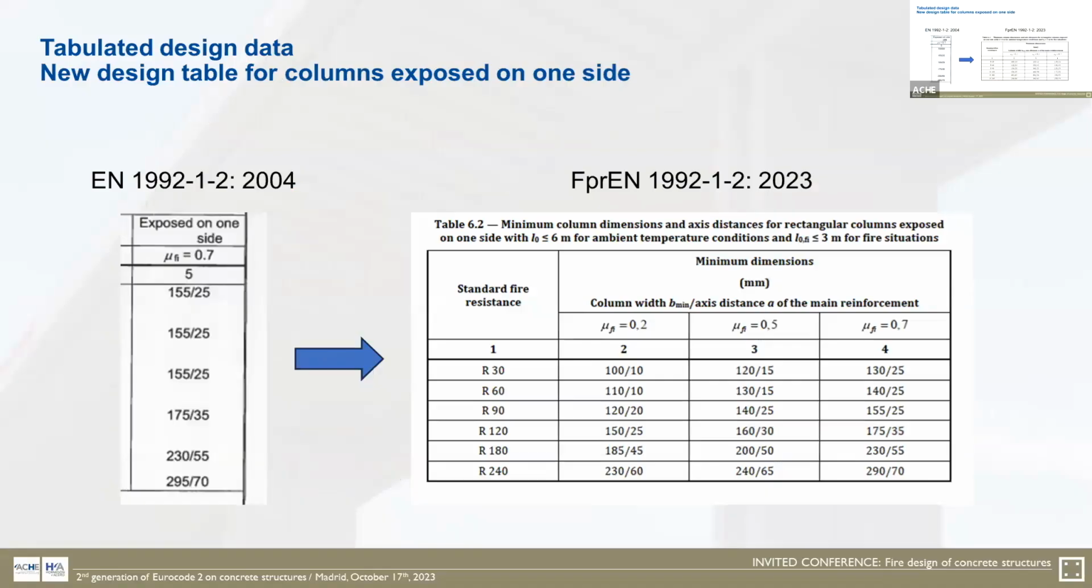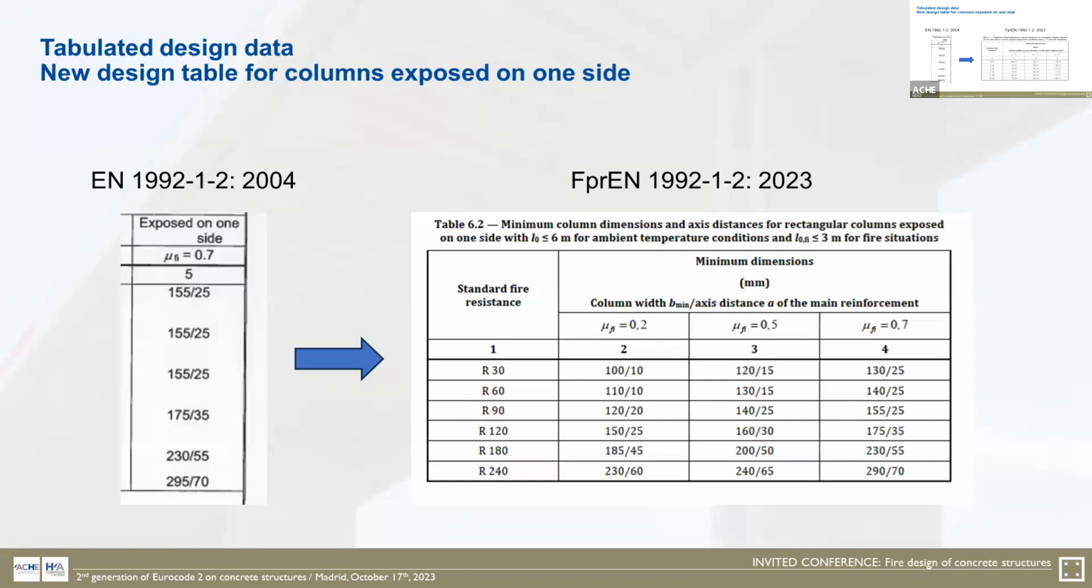Here, some examples. Previously, for columns exposed on one side, we just had that column to the left, where it was basically only the highest load level, so mu Fi 0.7, which means the column is stressed to the highest level it can be stressed in fire conditions. All coefficients, loads, and materials taken into account. Now we have a more specific indication and inclusion of the load level, which is a parameter in design. I mean, not all the columns are stressed to their maximum level.